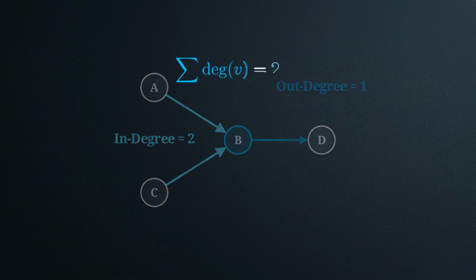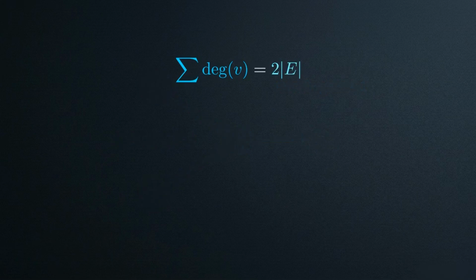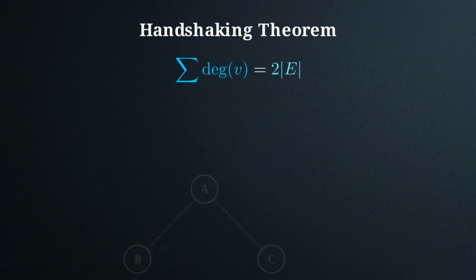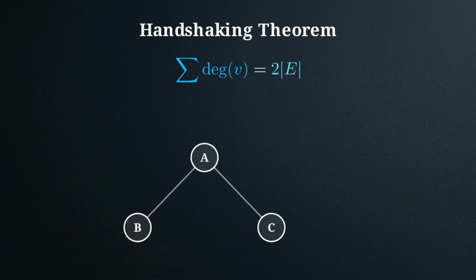For any undirected graph, the sum of the degrees of all vertices will always equal exactly twice the total number of edges. This is known as the handshaking theorem. We can check this by looking at our current structure. Node A has a degree of 2. B and C each have a degree of 1. Their sum is 4. We have a total of 2 edges. 2 times 2 is 4.